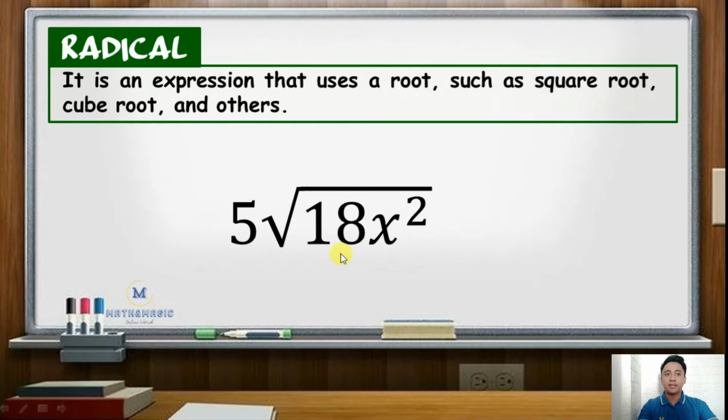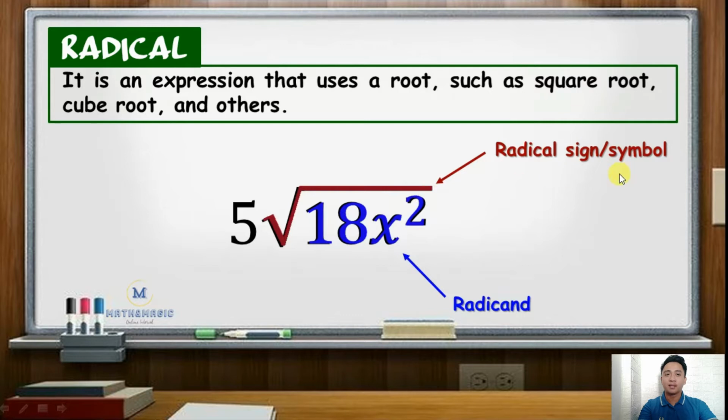Here, the term 18x squared is called the radicand. That is the term inside the radical symbol. This one is the radical symbol or the radical sign. This is used to denote the square root of a number or a higher order root of a number.